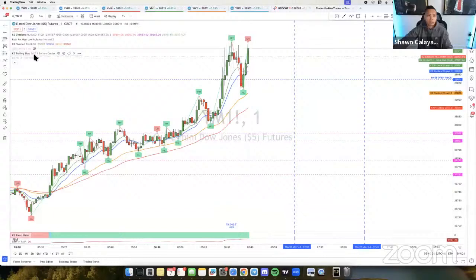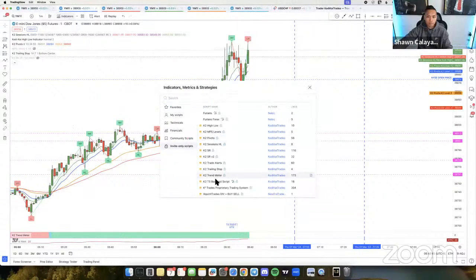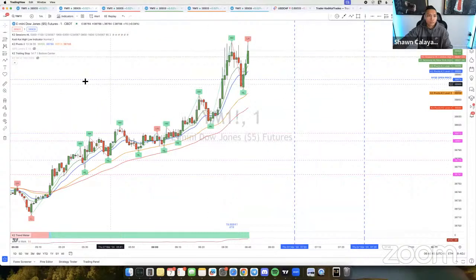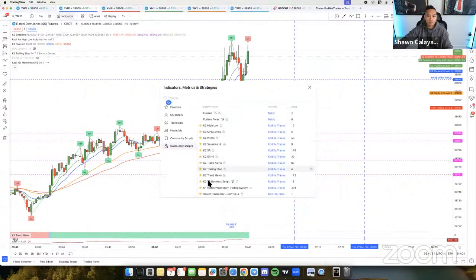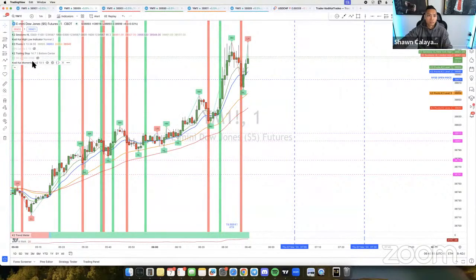If this here, I don't know what happened to my momentum signal. Whoops. Why isn't it adding on? There we go. It's a little laggy today.